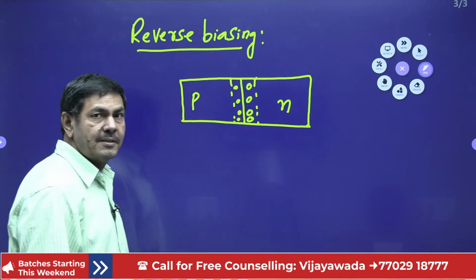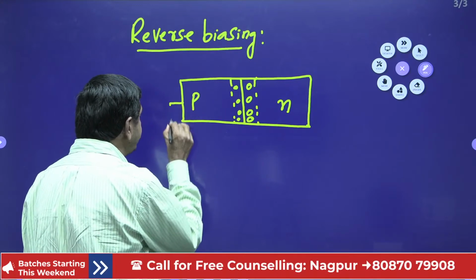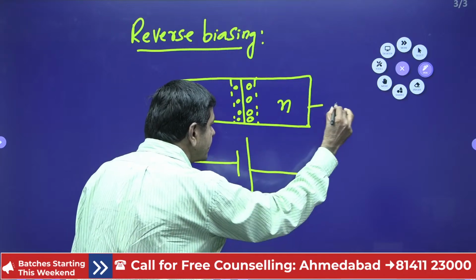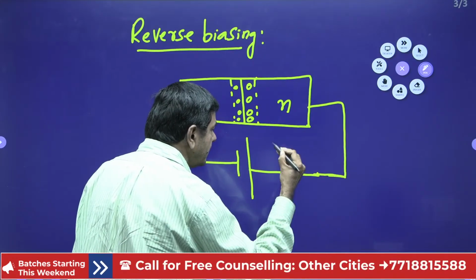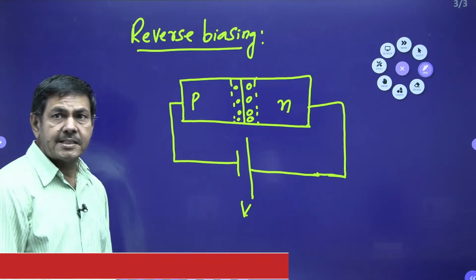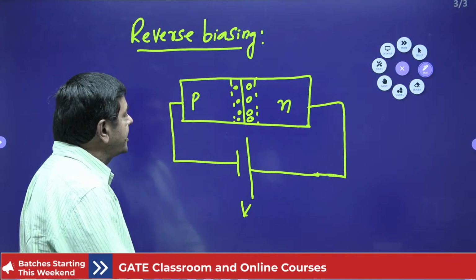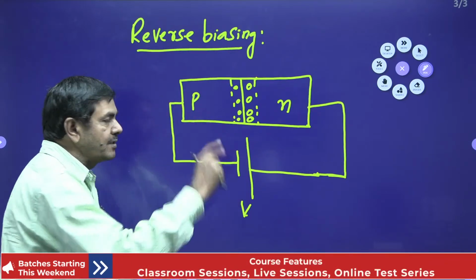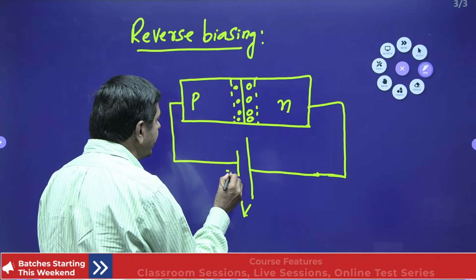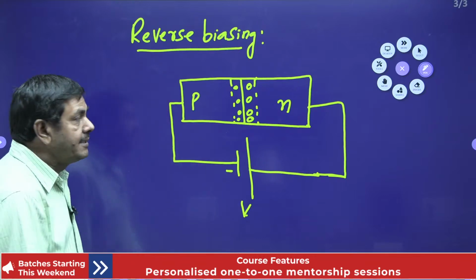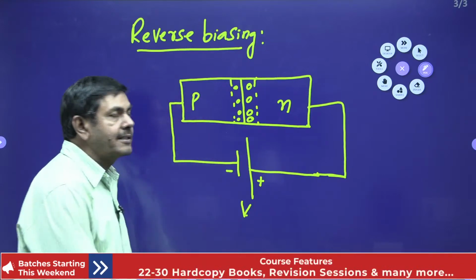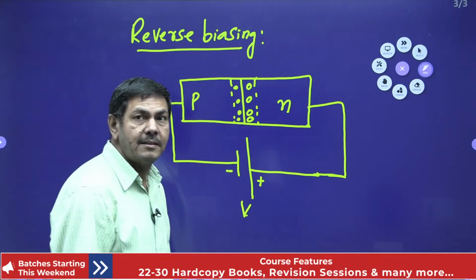Here we need to connect a battery in this way. In the case of reverse biasing, the voltage source is connected to the PN junction diode like this: the P-type material is connected to the negative electrode of the battery, and the N-type material is connected to the positive electrode of the battery. In that case, we say the diode is reverse biased.